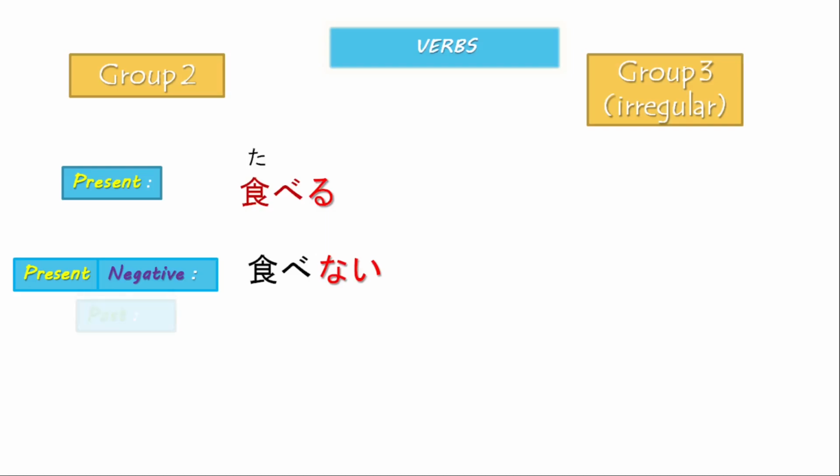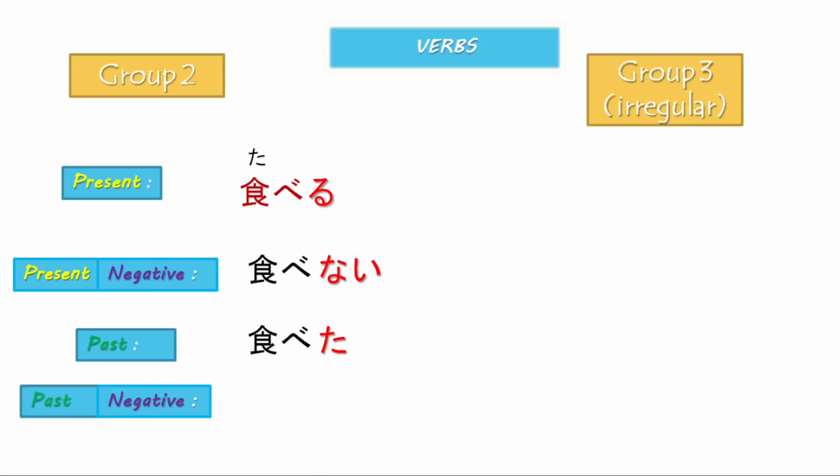Okay. If I want to make it past, again I'll take the same word taberu. I drop the ru and I add ta. Tabeta. So we saw taberu, present negative, tabenai, past, tabeta. And the last one, past negative, will be, I take the same verb. I take the present negative tense and now I drop the e and I add katta.